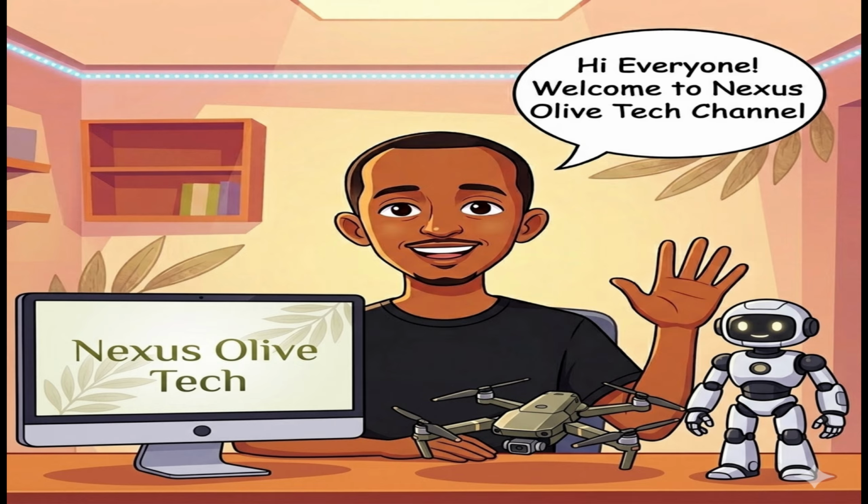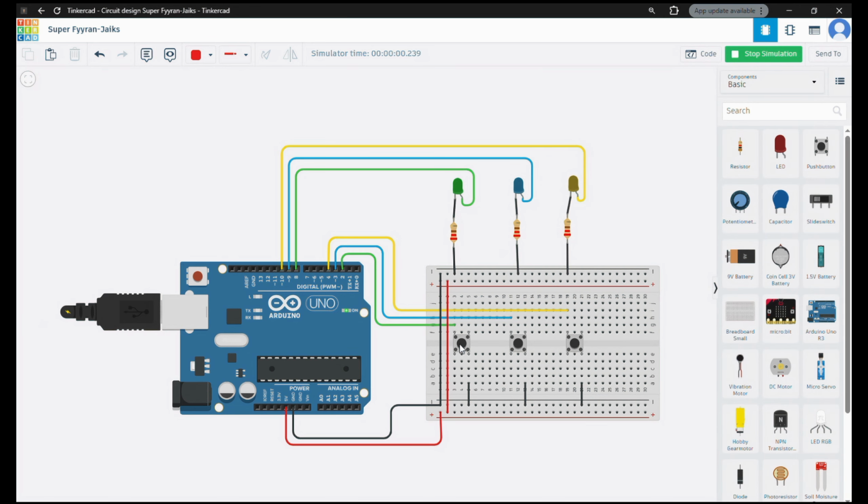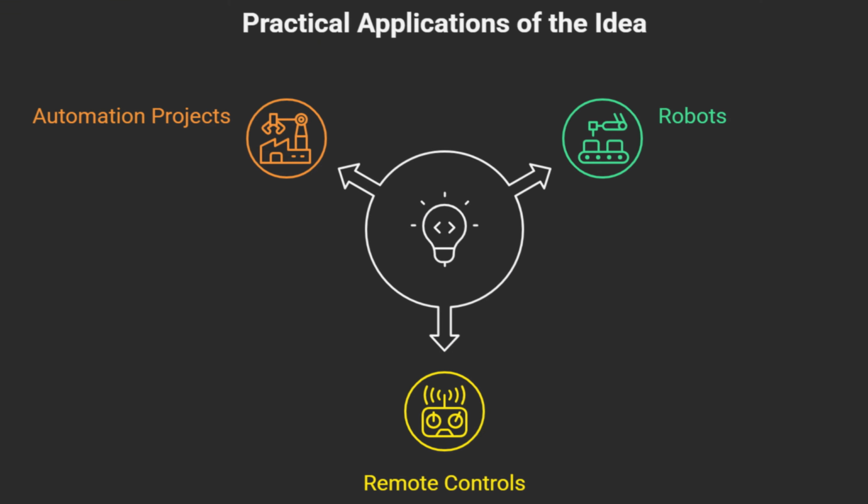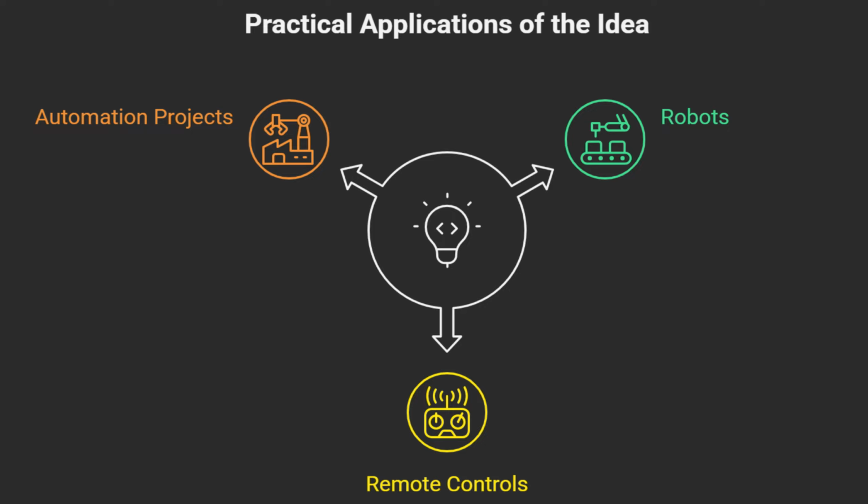In today's Arduino lesson, we are going to learn how to control multiple LEDs using multiple push buttons. Along the way, we will also learn a very useful programming concept called the switch case statement. By the end of this video, pressing button 1 will turn on LED 1, pressing button 2 will turn on LED 2, and pressing button 3 will turn on LED 3. More importantly, you will understand how this same concept is used in real-world systems such as remote control and automation projects. So let's get started.